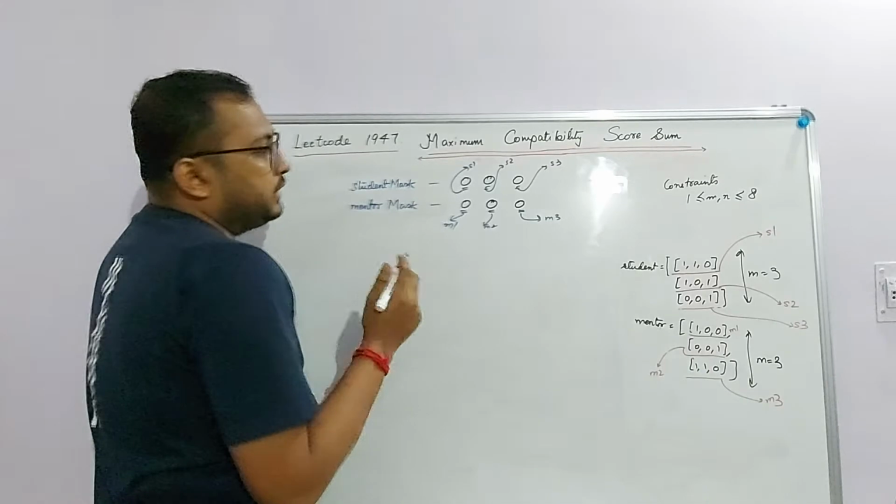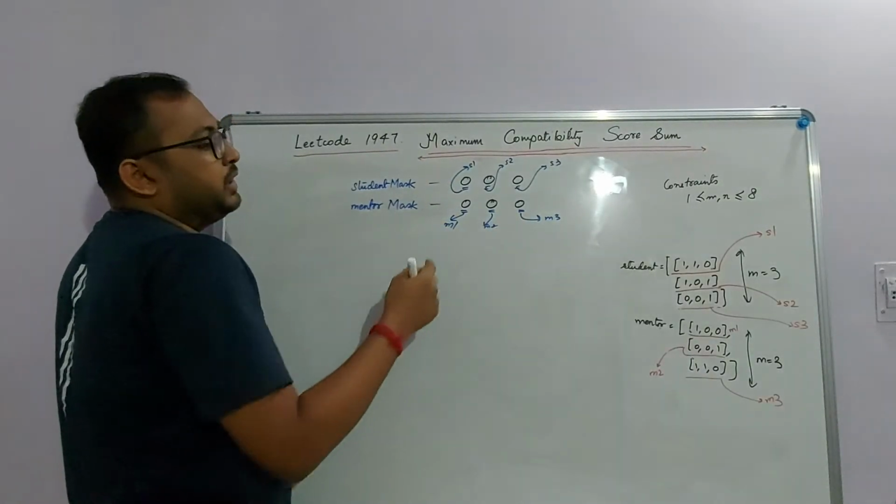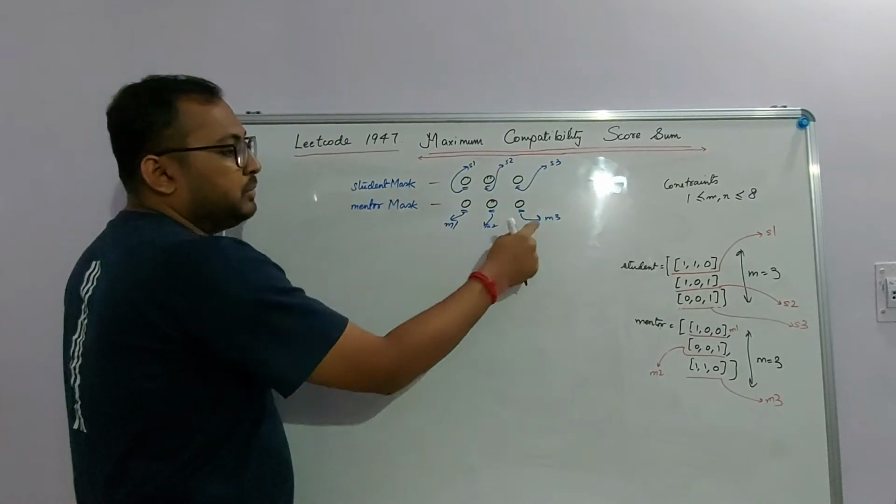Now let's think. We try to match student 1 with any of the mentors. So we can match student 1 with mentor 1, mentor 2, or mentor 3.